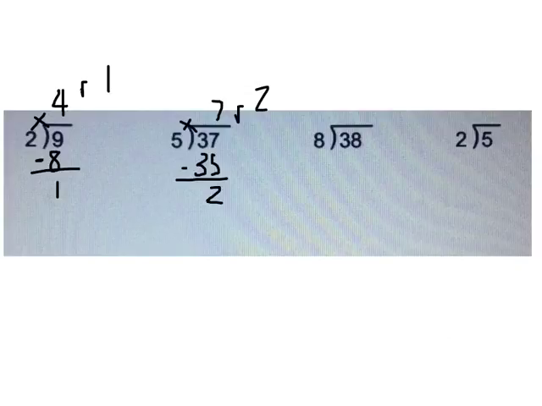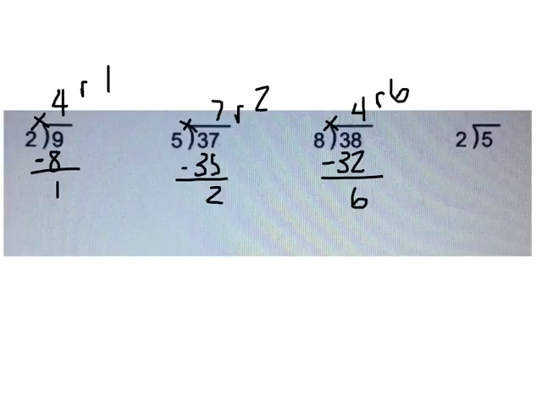What's 38 divided by 8? Well, I know that I can get to 32 by multiplying 8 times 4. 8 times 5 would be 40. That's too big. 4 times 8 is 32. Subtract, and I have 6 left over. 4, remainder 6.